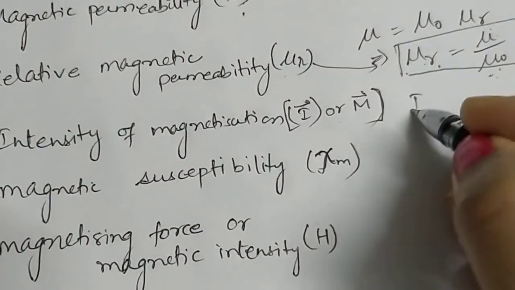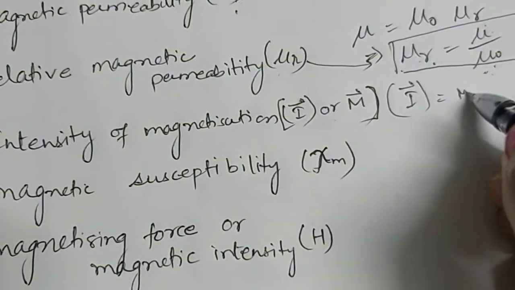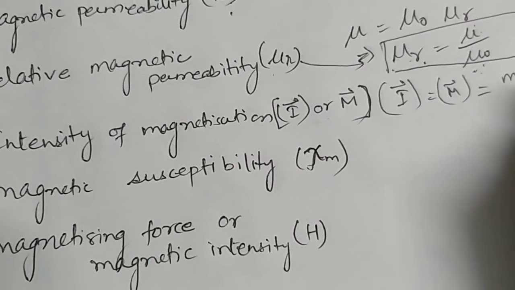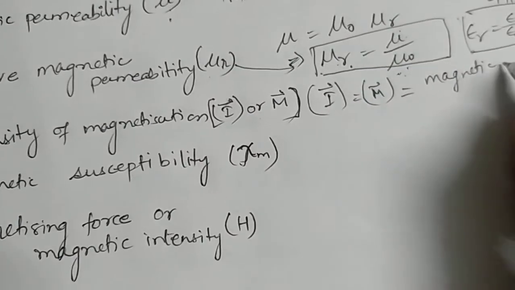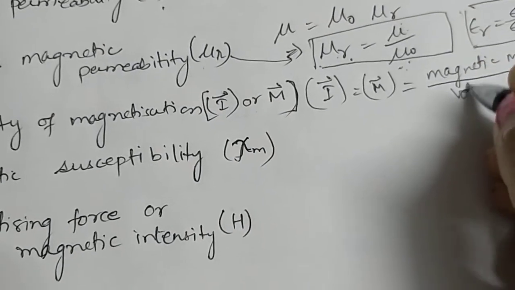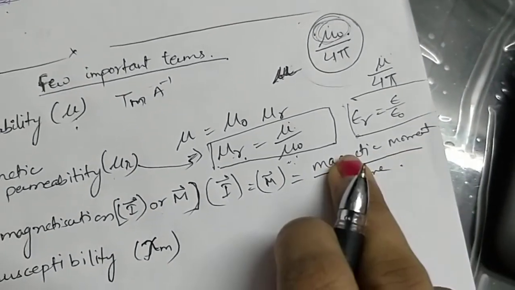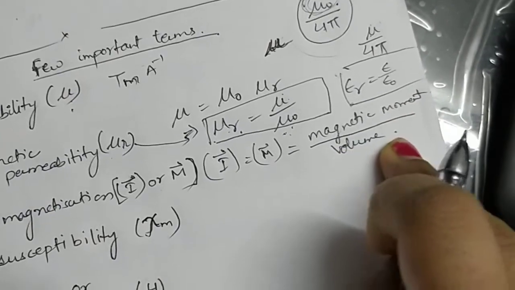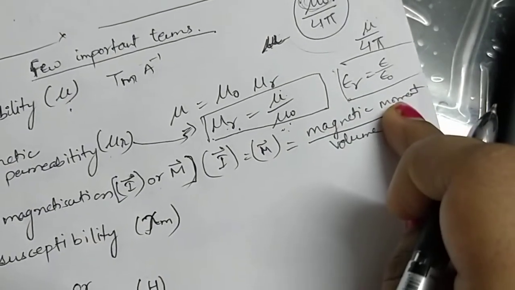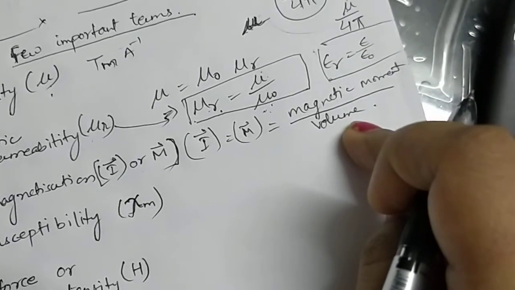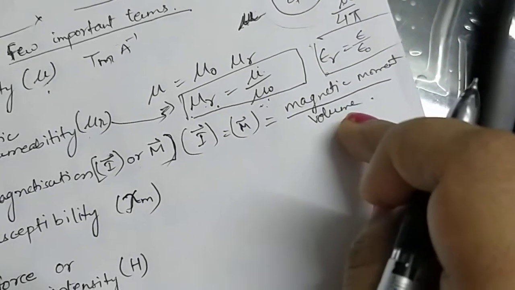Now how do we define this? This I vector, or if you represent it by M, both are the same. This is equal to the total magnetic moment divided by volume, that is, magnetic dipole moment per unit volume. We know that the unit of magnetic moment is ampere meter square, and volume is meter cube. So its unit will be ampere per meter.